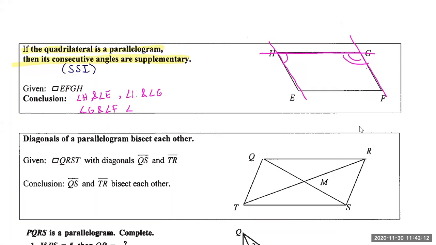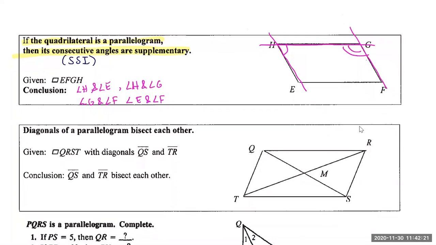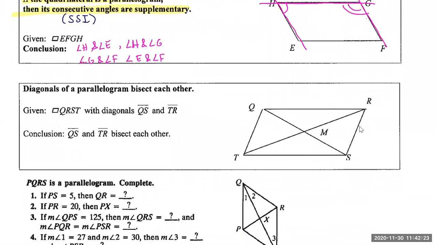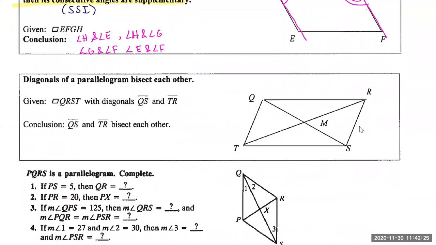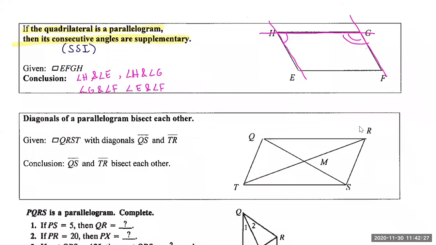My H looks funny here, so let me fix that. Okay, H and G, and then E and F. Okay, so now looking below that, so far that's 3 properties, right? We know opposite sides are congruent, opposite angles are congruent, and consecutive angles or same side interior angles are supplementary to each other.